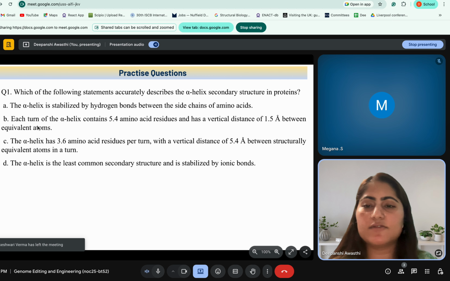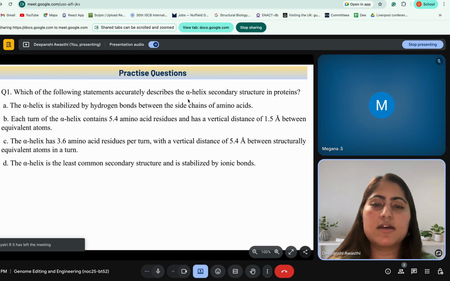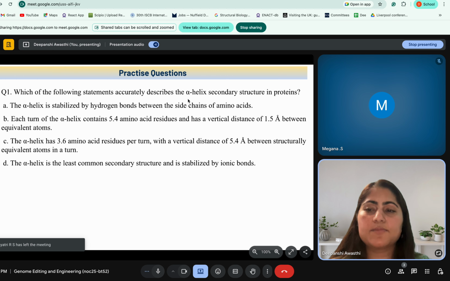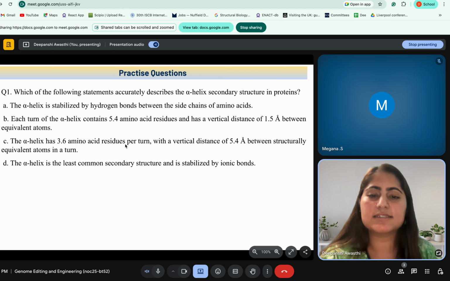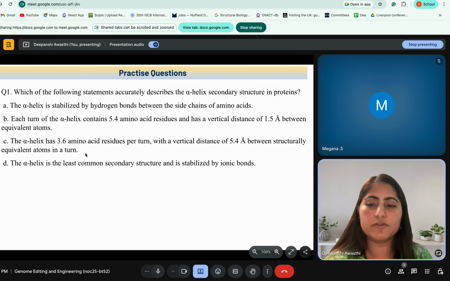Okay, so the first question is, which of the following statements accurately describes the alpha helix secondary structure in proteins? Option A, the alpha helix is stabilized by hydrogen bonds between the side chains of amino acids. Option B, each turn of the alpha helix contains 5.4 amino acid residues and has a vertical distance of 1.5 angstrom between the equivalent atoms. Option C, the alpha helix has 3.6 amino acid residues per turn with a vertical distance of 5.4 angstrom between the structurally equivalent atoms in a turn. And option D, the alpha helix is the least common secondary structure and is stabilized by ionic bonds.